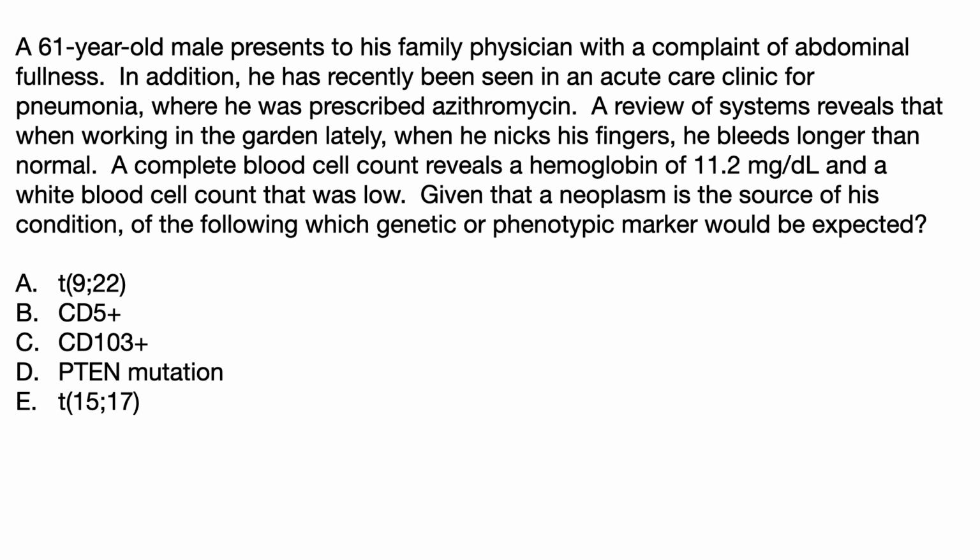A review of systems reveals that when working in the garden lately, when he nicks his finger, he bleeds longer than normal. So bleeding, and then a complete blood count reveals a hemoglobin of 11.2 grams per deciliter and a white blood cell count that was low. Given that neoplasm as the source of his condition, which of the following genetic or phenotypic markers would be expected? So he's an older male. He has pancytopenia. He has splenomegaly, and so CD103. So it fits along with hairy cell leukemia.